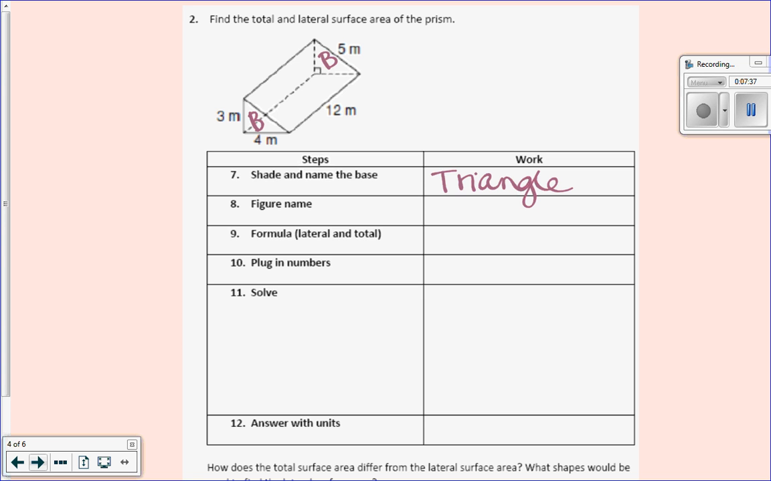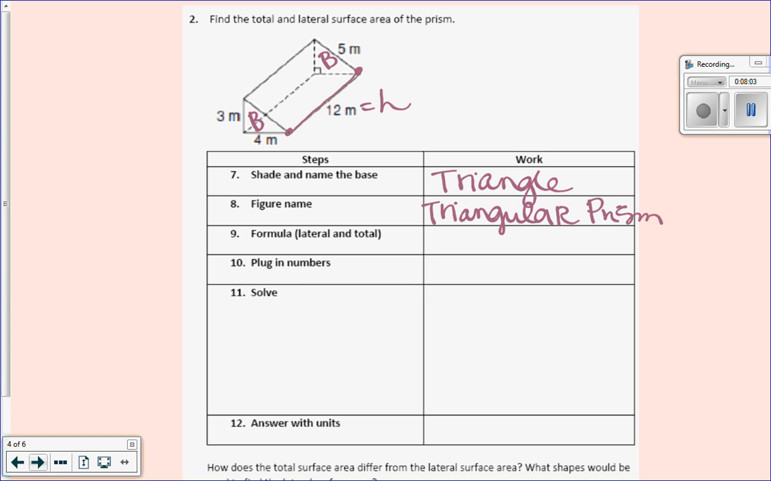And go ahead and label the height. What is the height of our solid? 12. Remember, the height connects your 2 bases. And what's the name of our figure? Good. It is a triangular prism. The first name is the base name, and this is a prism because rectangles are wrapped around your bases. Okay?